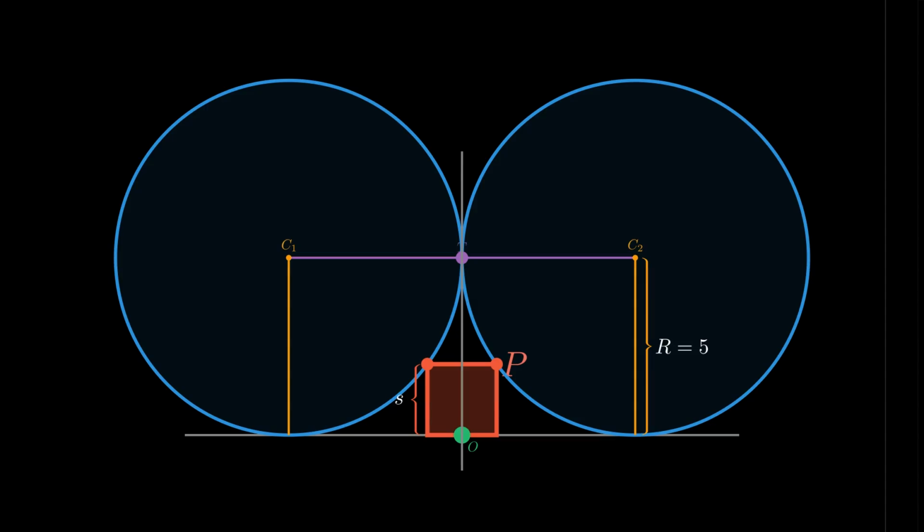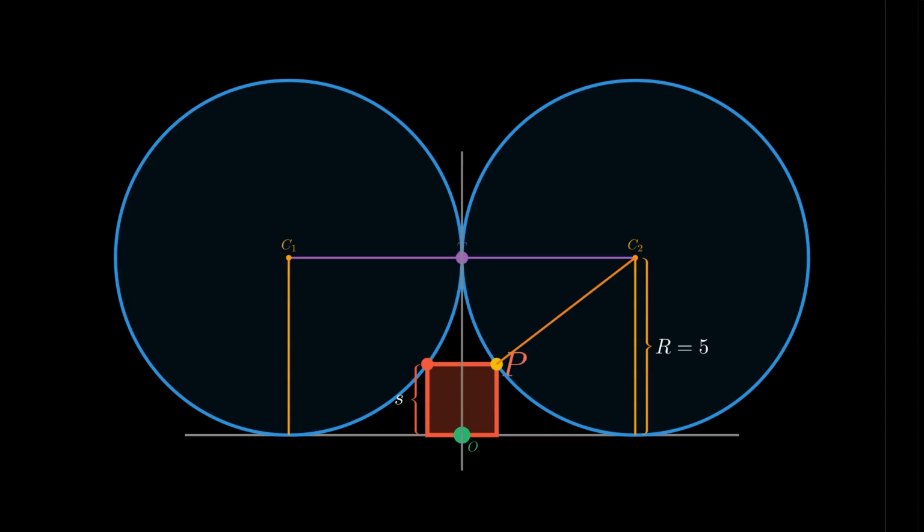Let the side length of the square be denoted by s. Now, we must justify the square's position. For both top vertices to remain on their respective circles, any horizontal shift would break the constraint. Therefore, the square must be centered on the y-axis. This logical necessity allows us to define its top right vertex at coordinates (s/2, s).